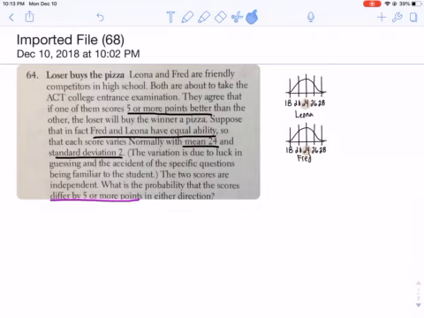Okay, this is my second time doing this problem. I went through the whole problem before and realized it wasn't recording.